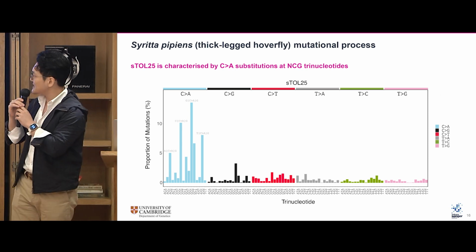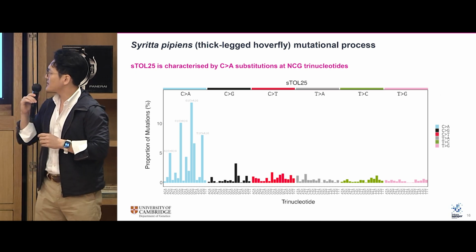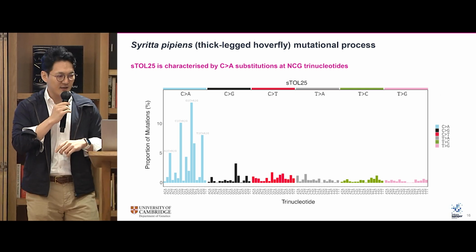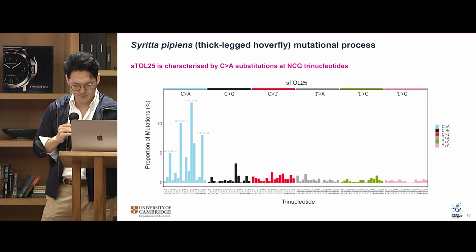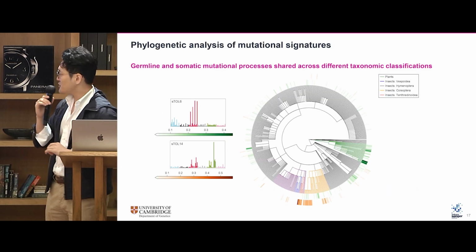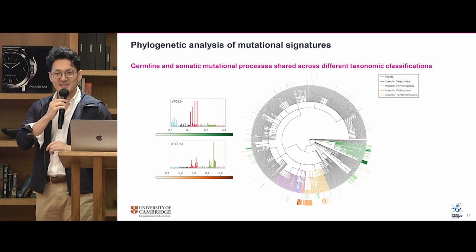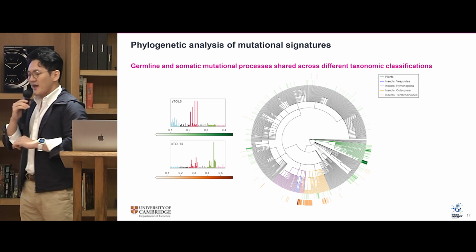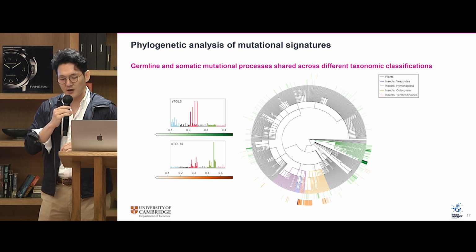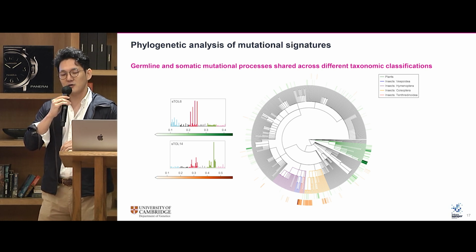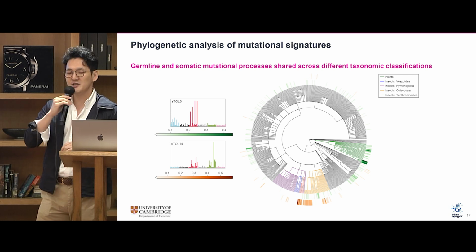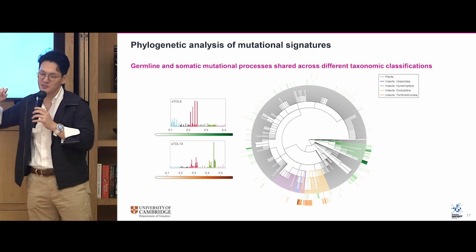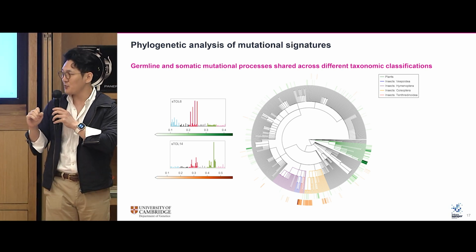And in this particular example, we have mutations that are specific to a cytosine to adenine transition in the sequence context of NCG. And if you actually perform a phylogenetic analysis of these mutational signatures, we find that the mutational signatures are clustering based on either their environment, taxonomic classification, or the ancestor that they share. So here we have a phylogenetic tree based on the 600 samples that we have.